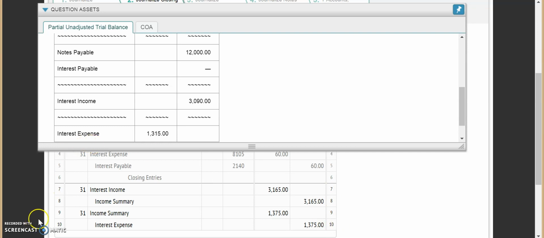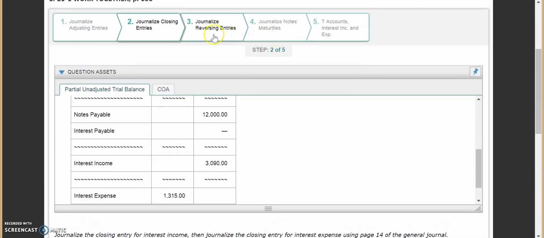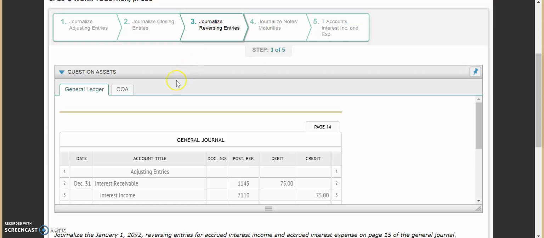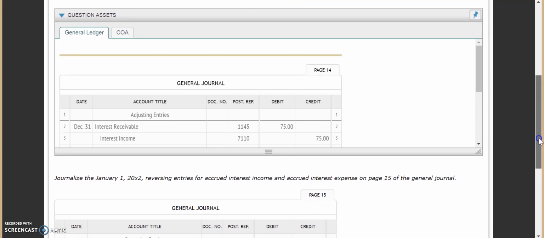Okay, so let's put this guy back in here, and let's head over to step 3, where we come into the beginning of our next fiscal period, and we're going to need to do some reversing entries in order to prepare everything for the next fiscal period. Remember that reversing entries are essentially the opposite of our adjusting entries. It says that on January 1st of the following fiscal period, or the next year, we're going to do reversing entries for our accrued interest and our accrued interest expense.